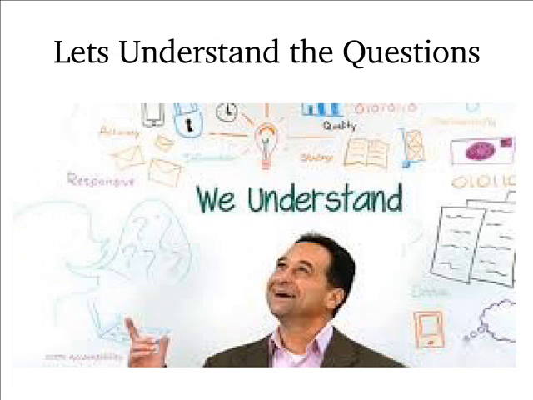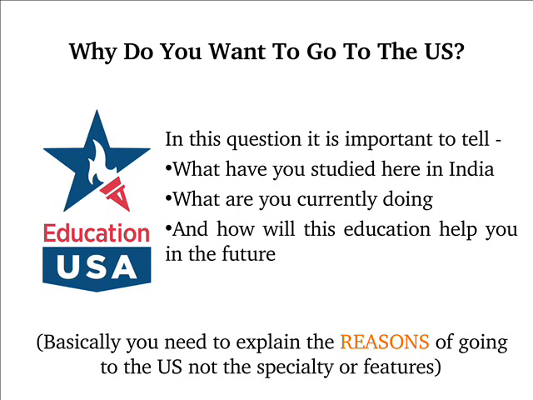Now, when you go in for the visa interview, there are certain questions to be addressed. So let's understand what each question means. When the officer asks why you want to go to the US, he wants to know what you have studied here, what you are currently doing, and how this education will help you in the future. There's an inherent difference between your reasons for going to the US and the features or specialty of the US education system. You have to provide your reasons for going there first. Only then can you talk about the features. The most important thing is your reasons for going there.